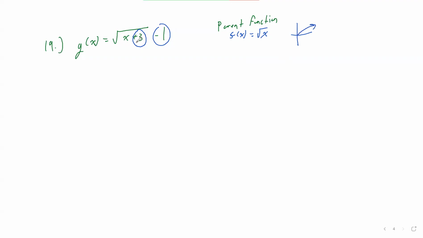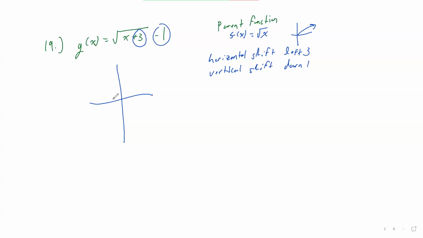So then I go, all right, the plus 3 happened inside the square root. So that's the same thing as the parentheses. So it's going to be a horizontal shift of left 3 units. And this minus 1 is a vertical shift, and it does what you think, so it'd go down 1 unit. So given that information, I'm going to go left 3 and down 1. So, ooh, probably too dramatic. So I'm thinking that right there would be what my new function would look like.